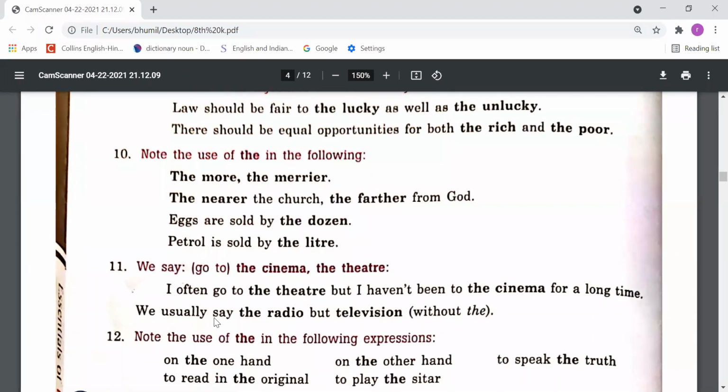So, dear students, sometimes with the comparative degree also we need to use the article, when we say in the sense of 'jitna utna', as in 'the more you think, the more you will understand; the more you study, the better you will become.' So for this sense also we need to use the article, like the higher, the higher you will go; the fuller you will feel, right? The more you eat, the fatter you will become. So for this sense also we can use the with the comparative degree. And with dozen, with liter, with all these words also we need to use the article.